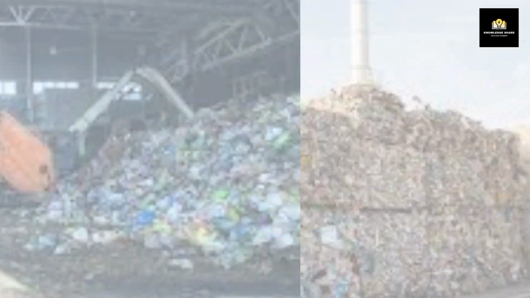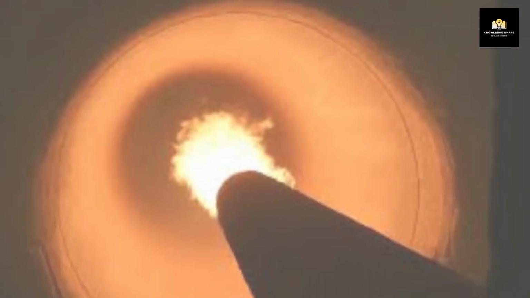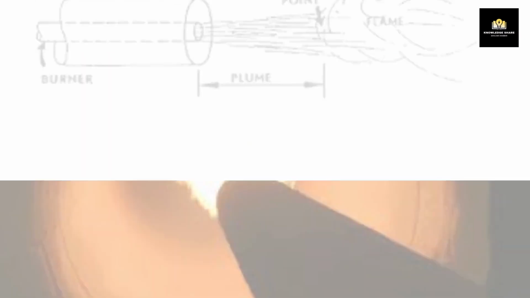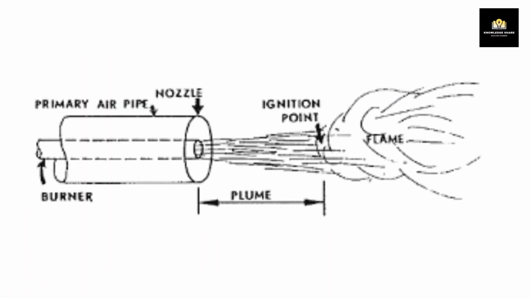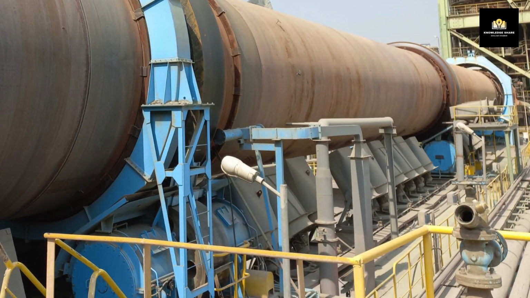In plants where RDF and biomass were introduced, adjusting the length of flame and increasing secondary air preheating helped stabilize the burning zone temperature, improving thermal efficiency by almost 8%.